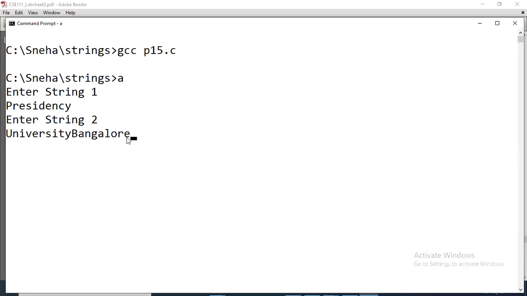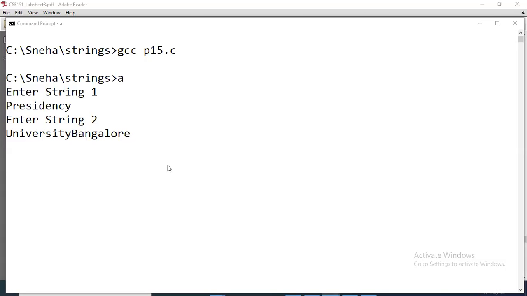So please tell me what is the output after concatenating them? Presidency University Bangalore, ma'am. Yes, good. Presidency University Bangalore is the output of strcat. In which string will we store this? String 1, ma'am. Yes, string 1. So string 1 now is not Presidency, it is Presidency University Bangalore, right? After strcat.